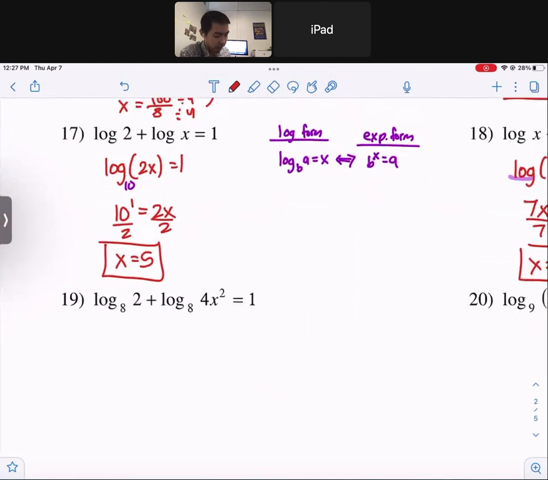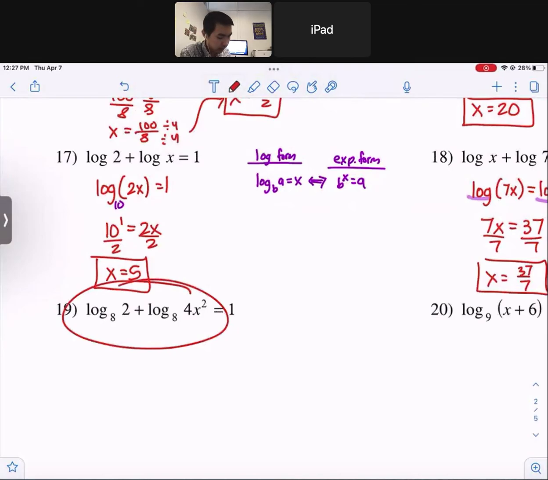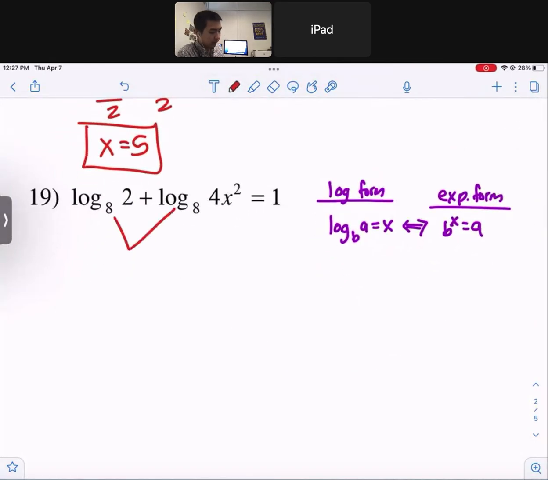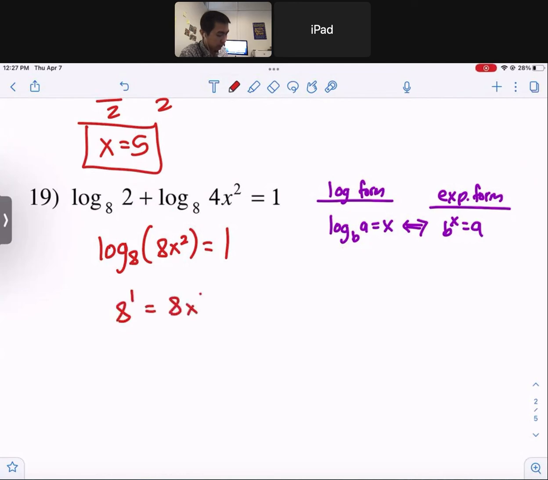Okay, number 19. So looks like we're going to get a log on this side and a number on the right. So that means we've got to convert it from log form to exponential. So condense these. Log base 8 of 2 times 4x squared, because it's positive, so that's 8x squared equals 1. Now convert log form to become exponential. 8 to the first power equals 8x squared. We solve for this, so divide both sides by 8. x squared is equal to 1, and we can square root.